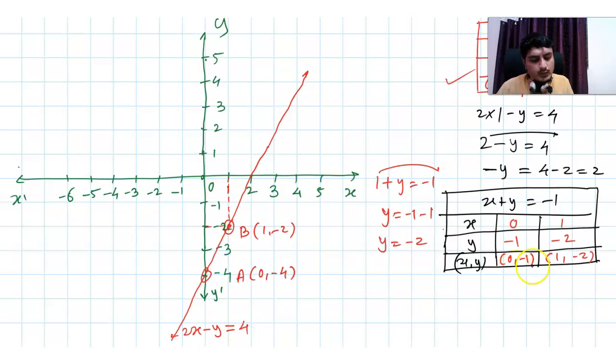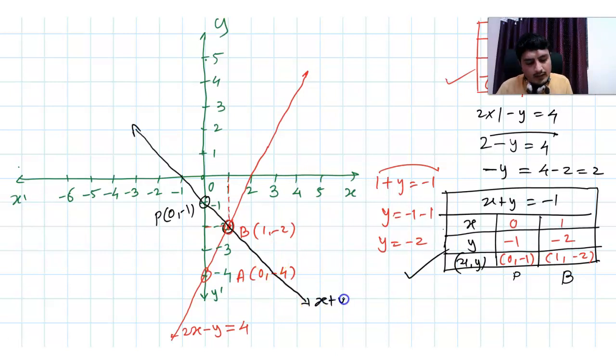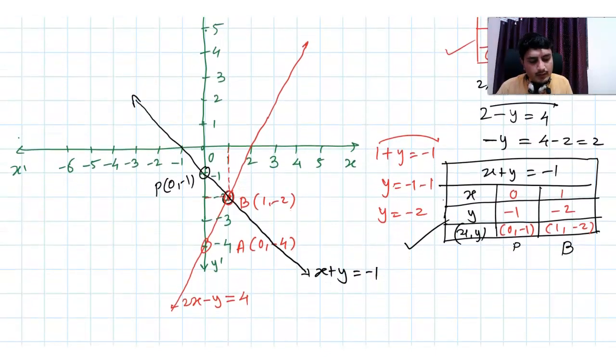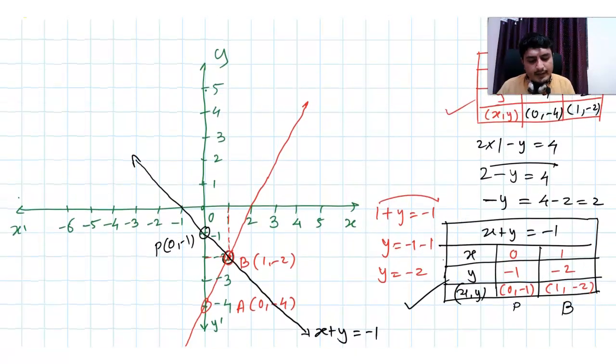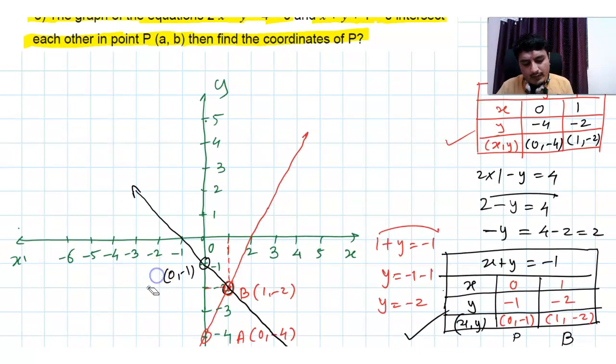Now look at the next two coordinates as per the second table. 0, -1 will lie on the y-axis. I am assuming P to be the point having the coordinates 0, -1, and Q to be the point 1, -2. Already we have the point B, so we may assume it as B, 1, -2. So let's draw the line passing through the points P and B, whose equation is x plus y equals minus 1. Now those two lines intersect each other at point B. We may assume the other point as C, and this might be the point P.